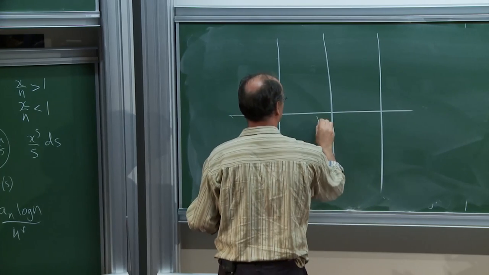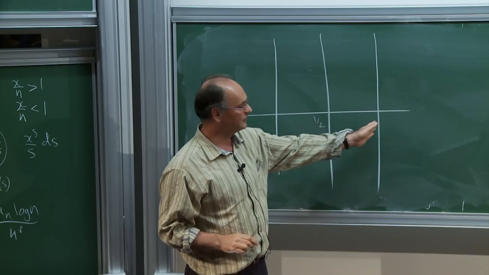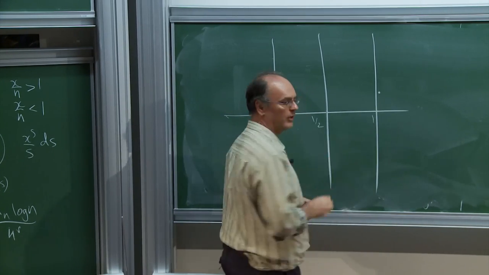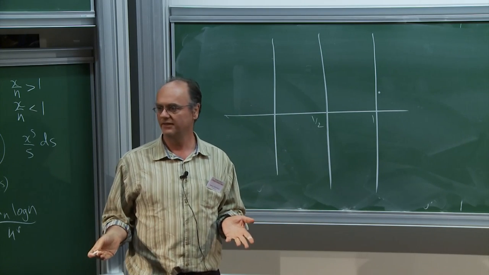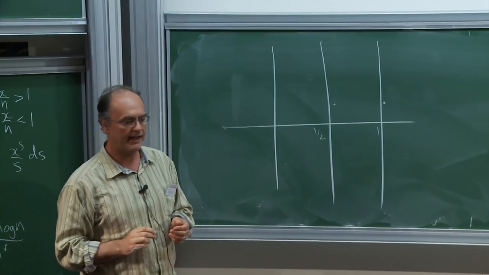Here's the half line, and I want Z of s to have no poles to the right of a half. But I only want to play with Z of s to the right of one. So here is Z of s, and what I'm going to do is try and build a Taylor series for Z of s at every point to the right of one. And I want to prove that Z of s doesn't have a pole there.